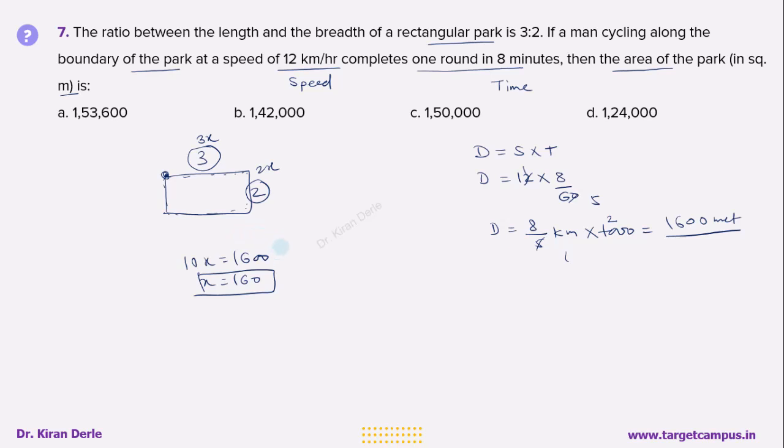X is 160. We want the area of the park. We know area is length into breadth, or 6x squared. 6 into 160 into 160. 16 squared is 256, then 00, into 6 gives 153,600. This is your answer.